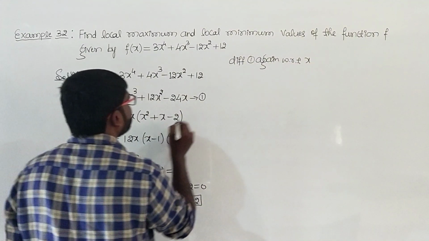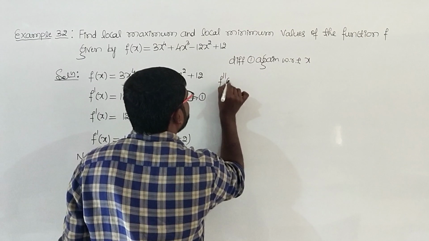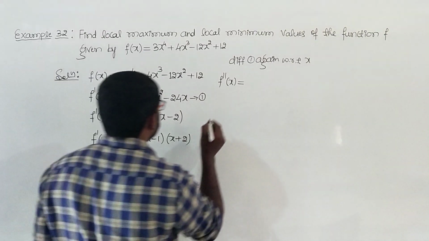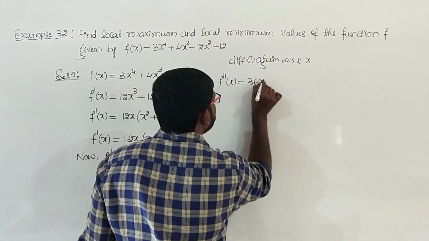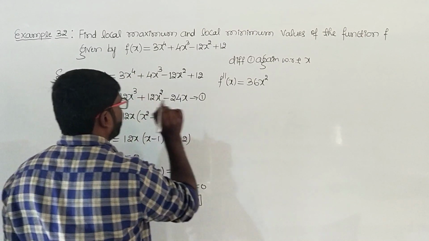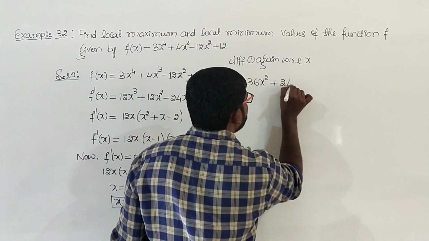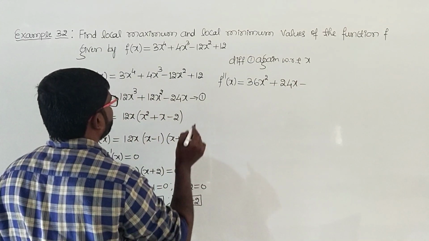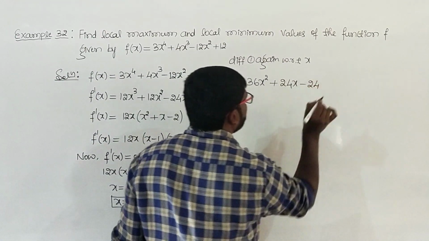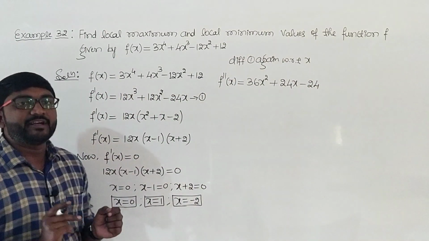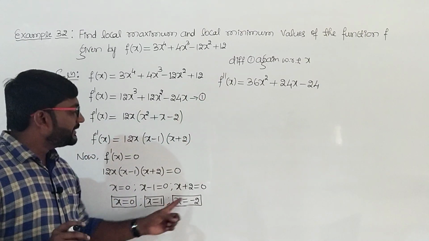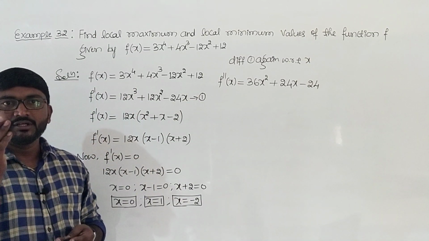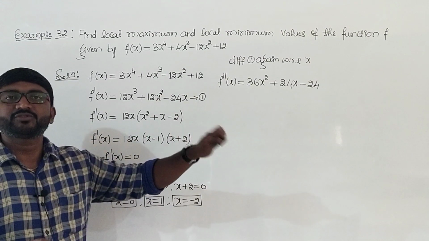We get f double dash of x, which is equal to 3 multiplied with 12, we get 36x square, and then 24x plus 24x, and then you get minus 24. So now we will have to evaluate this at all these points. That is going to be f double dash of c. If f double dash of c is greater than 0, then it is local minima. If f double dash of c is less than 0, then it is local maxima.